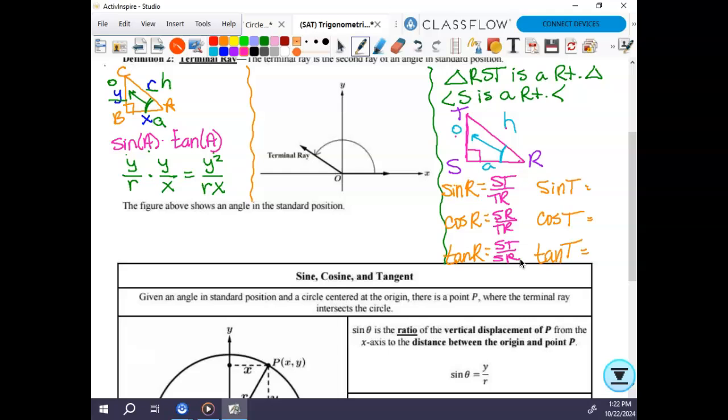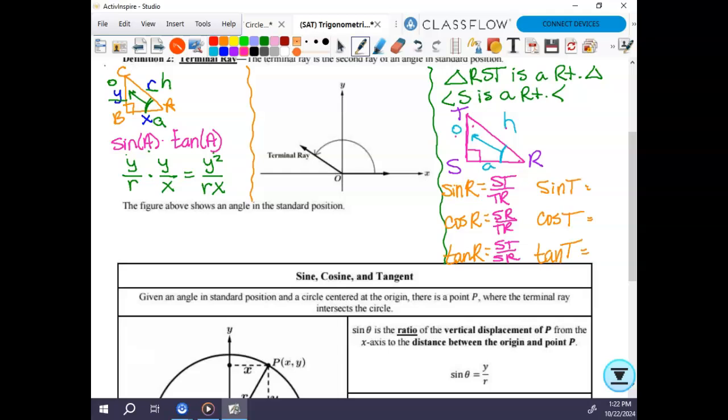And then I said we're only going to label once because we only have to. Now, in the grand scheme of things, if you needed to label it again, it would be 100% okay. And by label again, I mean, if I'm going to do angle T now, I would need to label my triangle opposite and adjacent according to angle T.